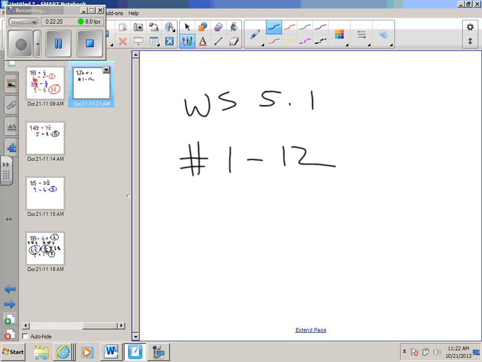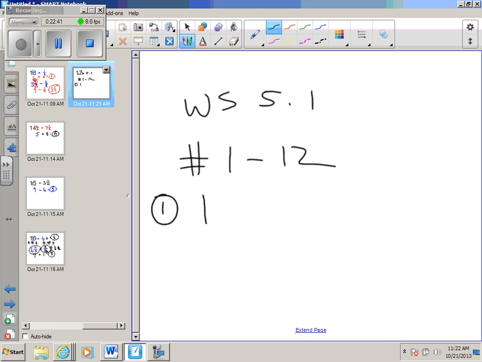Take a look at 1 through 12. Estimate each sum or difference. When you see mixed numbers, you round to the nearest whole. When you see regular fractions, you round to 0, half, or 1. Let's take a look at number 1 together.